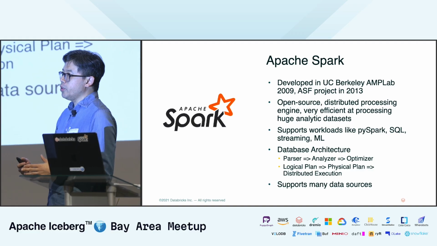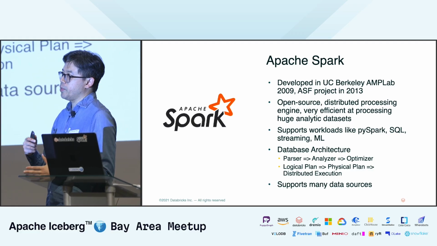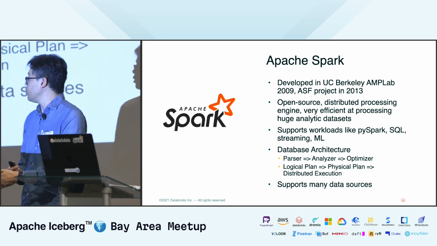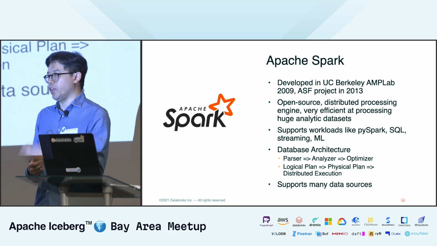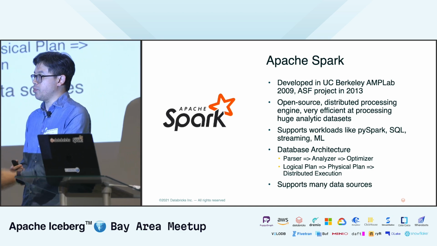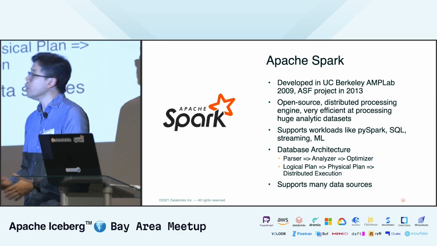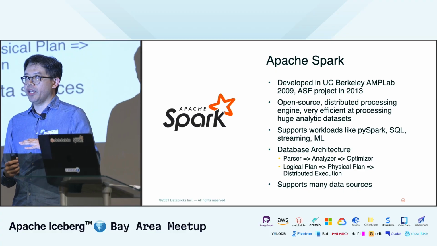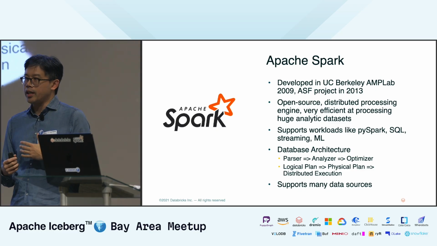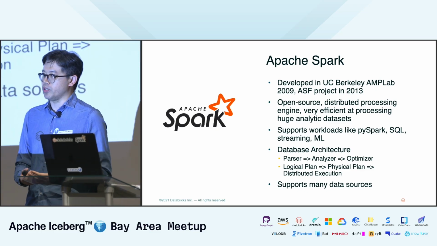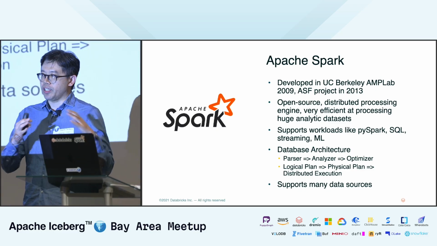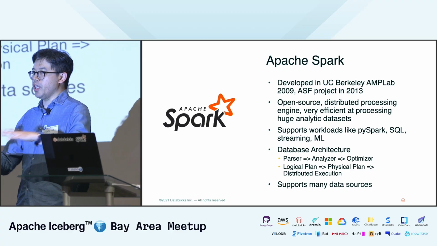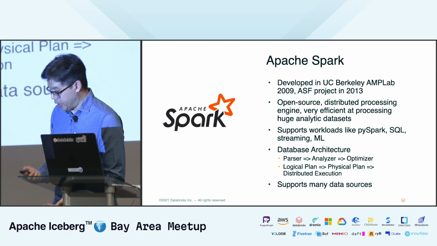But all under the hood, Spark has a database-like architecture. You go from parser to analyzer, optimizer, going from logical plan to physical plan to optimized plan, then to the distributed execution. And for the purpose of this talk, I'll explain Spark. Another strength of it is that it supports a lot of data sources. So you can apply all its distributed processing and all its database optimization on any data source. And so that's what I'll talk about today.